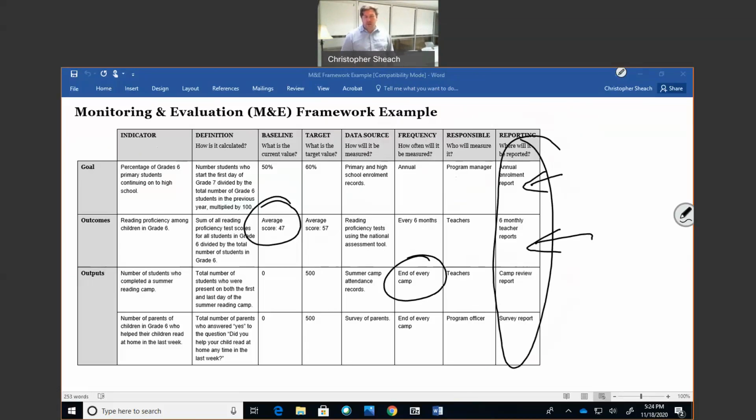The teachers are going to write a report every 6 months. After every camp, there's going to be a report. So these are deliverables that need to be included in the work breakdown, because the work breakdown needs to be 100% of the project.